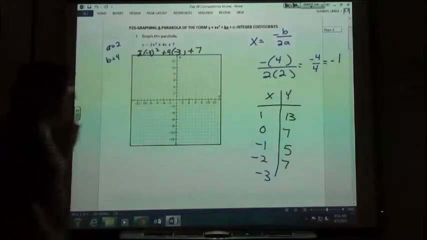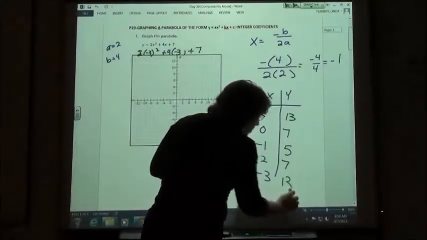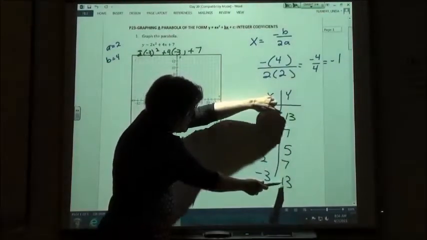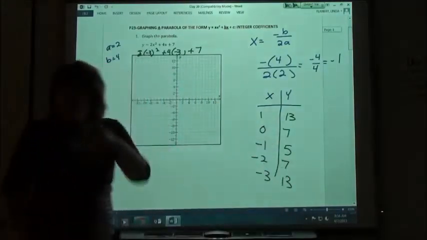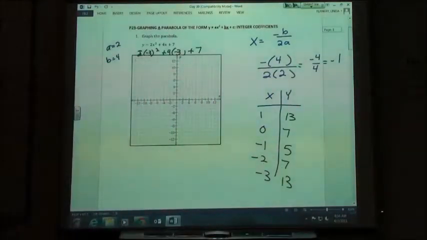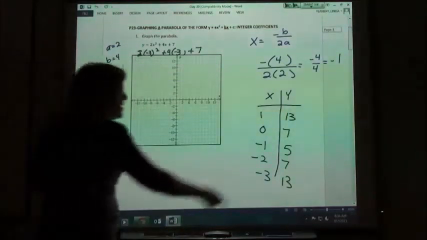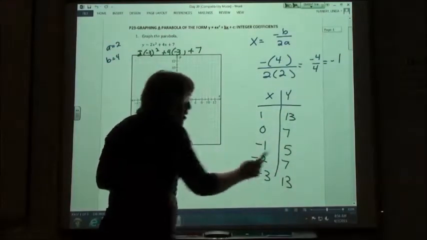And 13. And we knew, because we were graphing a parabola, that these 2 answers should match up, these 2 answers should match up, this should be in the middle because it has to make that U shape, right? Okay. So if your numbers aren't matching up here, you type something in wrong.